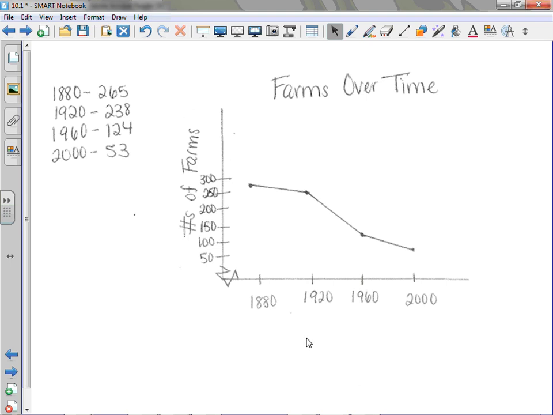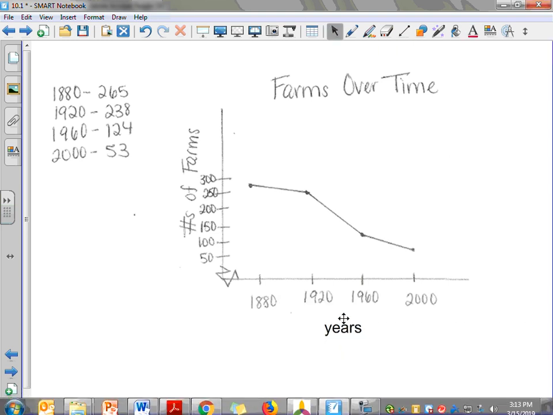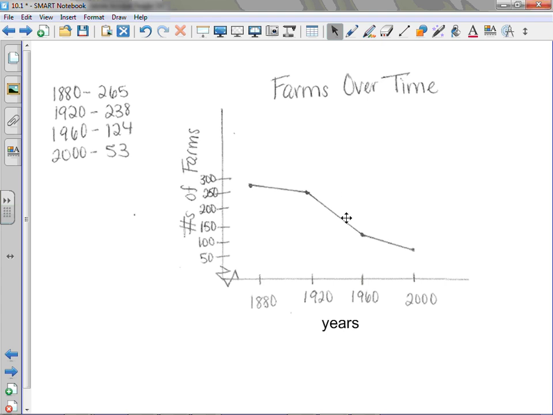Don't forget the labels. I should have put years down here. I apologize. All right. Then you're going to put a dot for each of these points. They are all connected because it's a line graph. You need to make sure you have the lines. You're going to connect all of the lines, and that's your answer. It's very easy to see through a line graph that it is a decreasing number of farms over time.